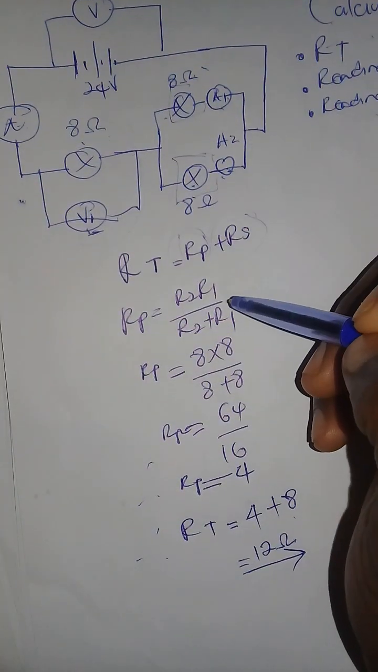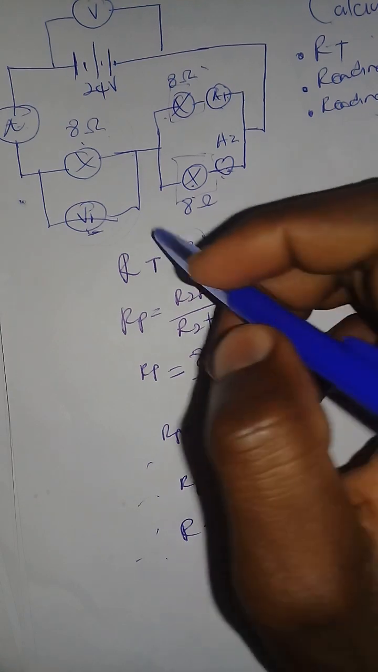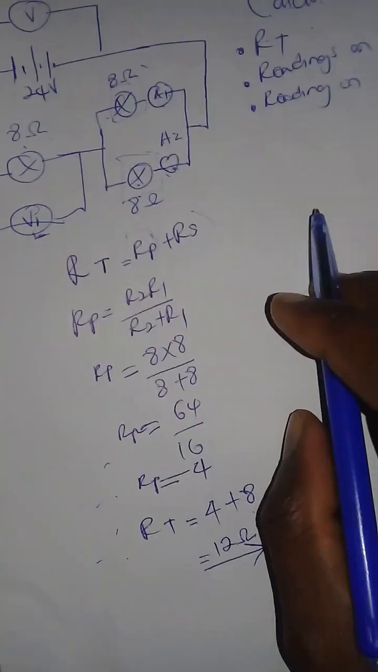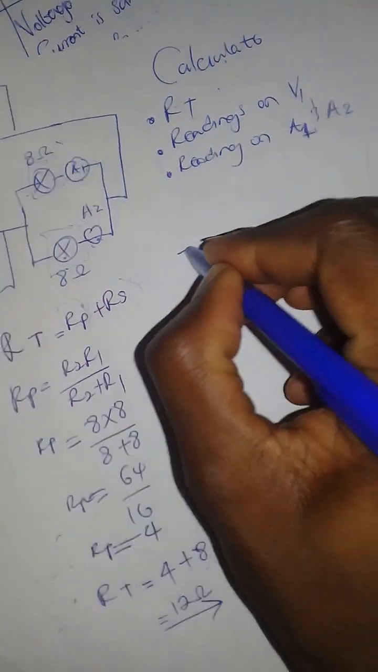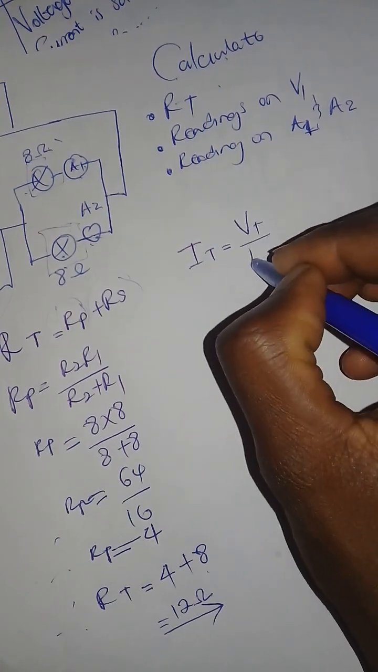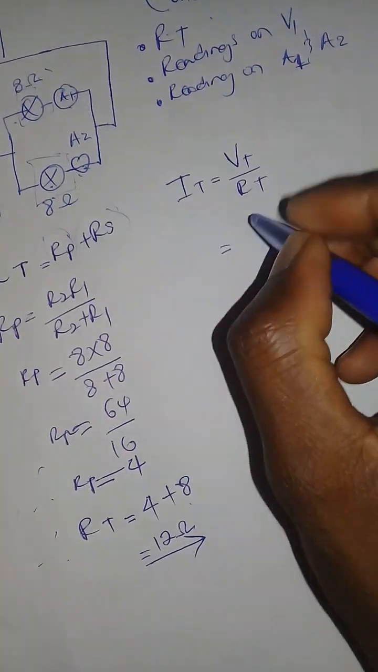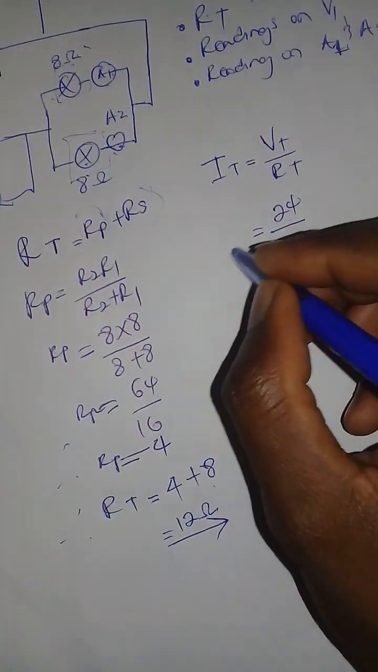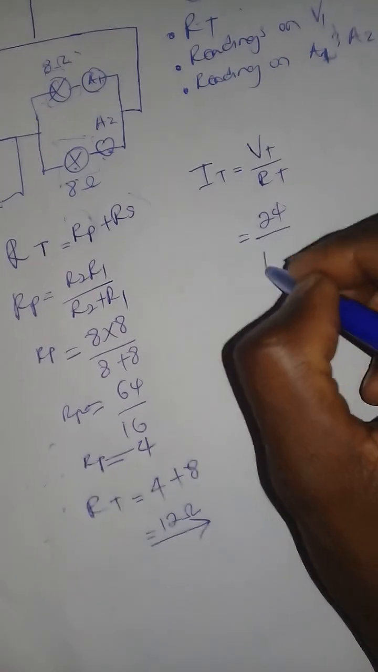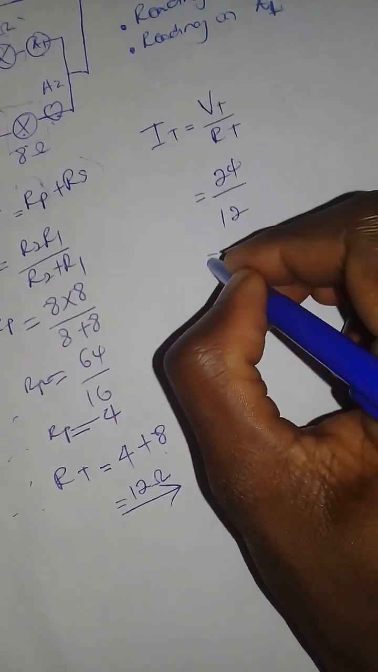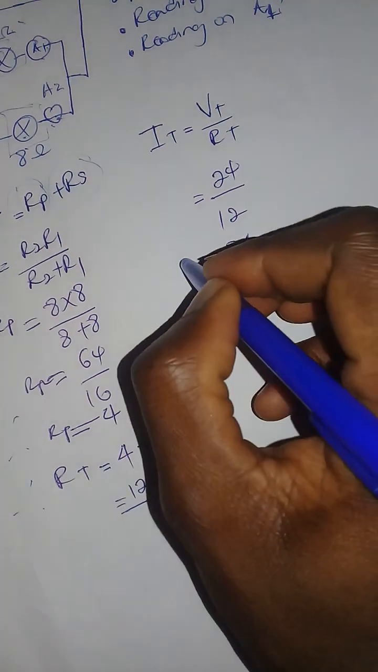Number 2, the current is the same, okay. So do we have the current? No, we don't. But can we calculate the current? Yes, we can. So IT is equal to VT over RT. So now that means that you're going to say 24 divided by, what was our, oh yes, RT was our 12, right? So 24 divided by 12, that's going to give you 2 amperes.